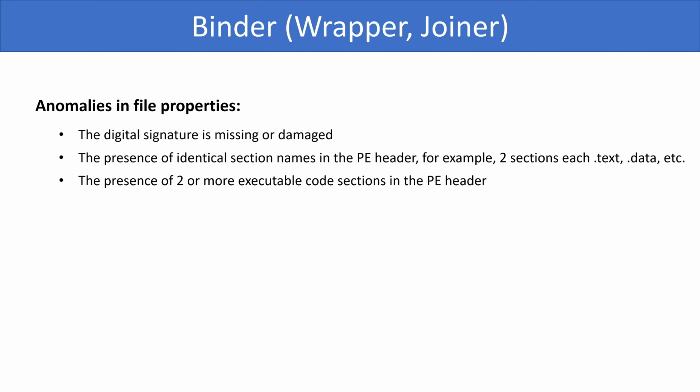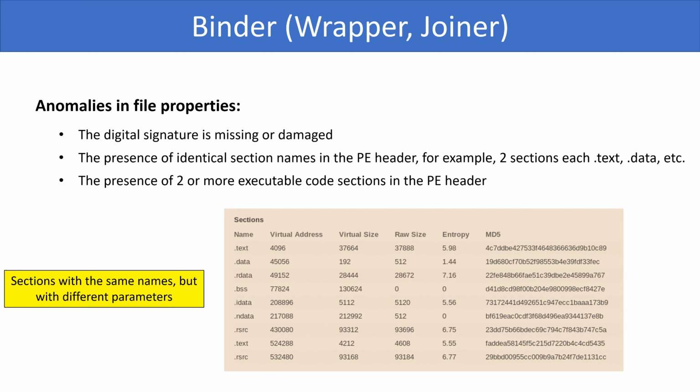Therefore, also inspect the file's header sections. If you notice sections with identical names and 2 or more sections with executable code, it's likely a trojanized file. A regular file typically contains only one section with executable code. In the illustration, you can see an example of a trojanized program. Pay attention to the sections named text. Despite having identical names, they have different entropy and size.